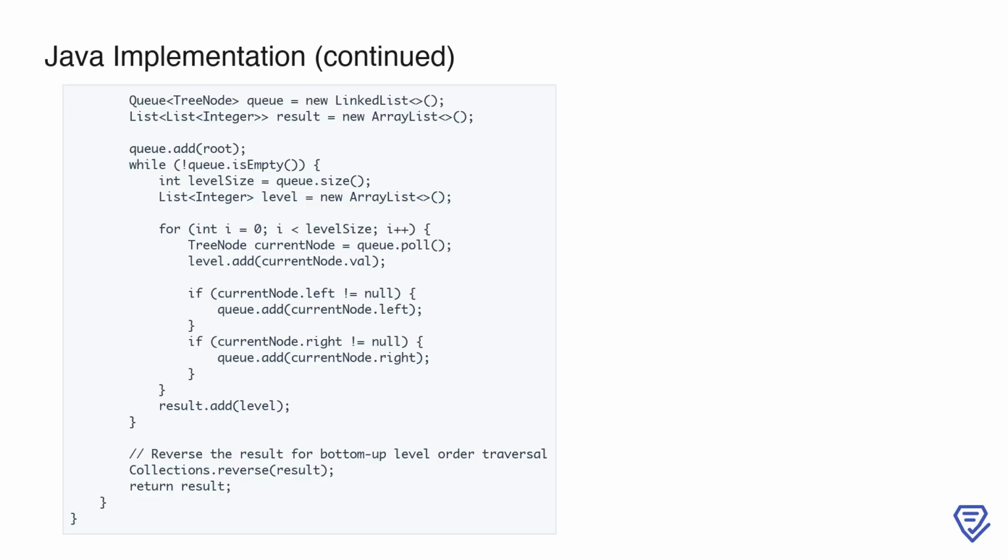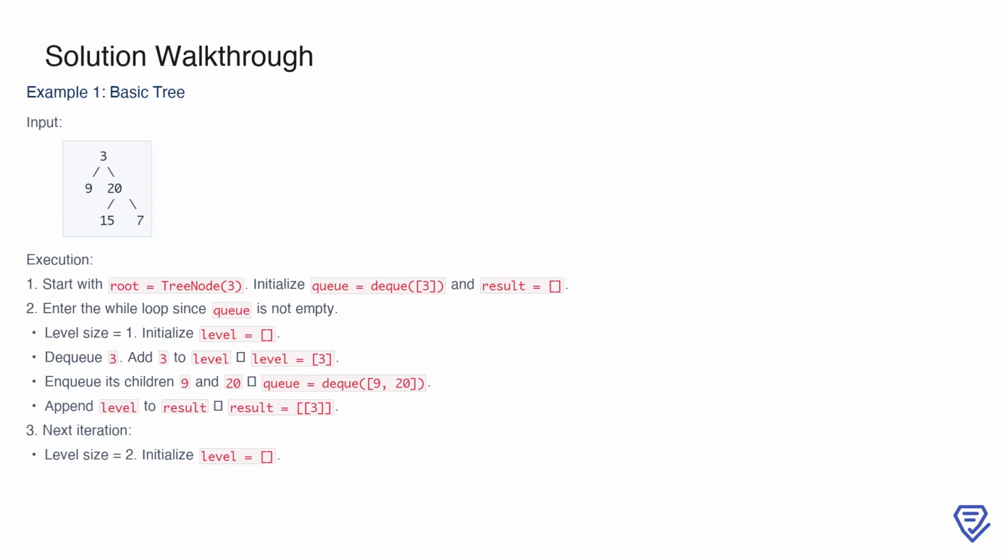Here, we have a basic binary tree with the root node 3, which has two children, 9 and 20. Node 20 further has two children, 15 and 7. To traverse this tree in a bottom-up level order, we start by initializing the queue with the root node 3 and an empty result list.